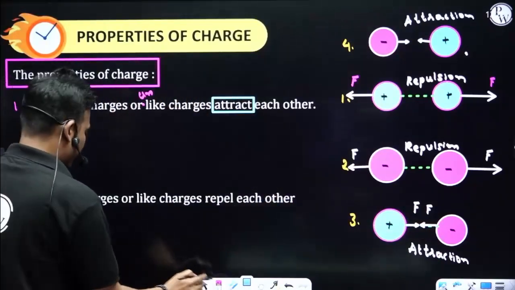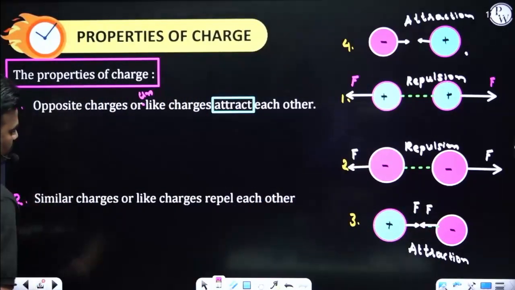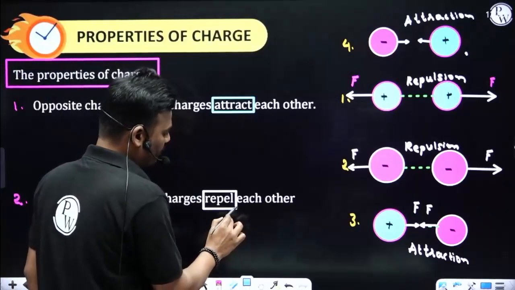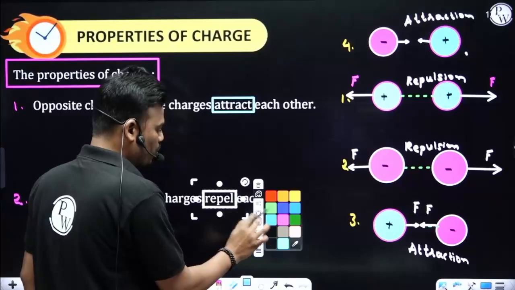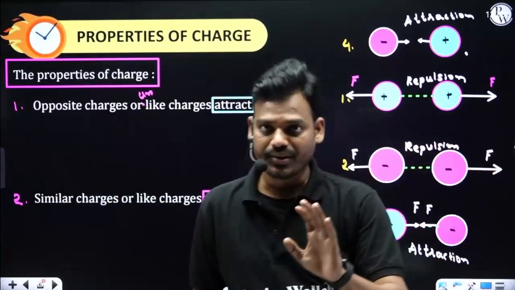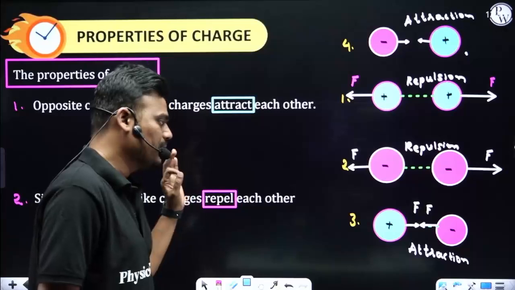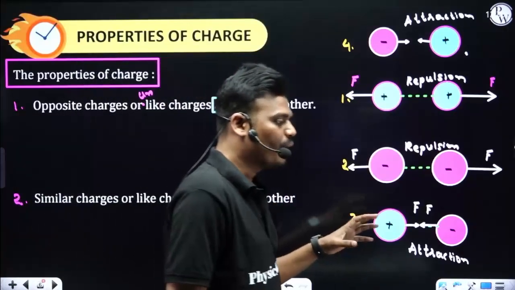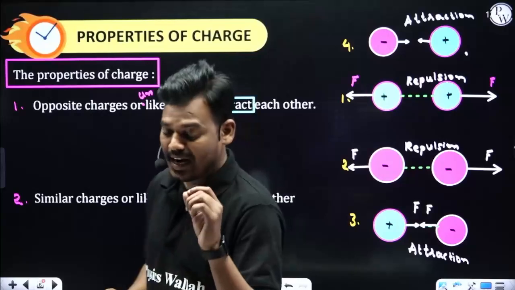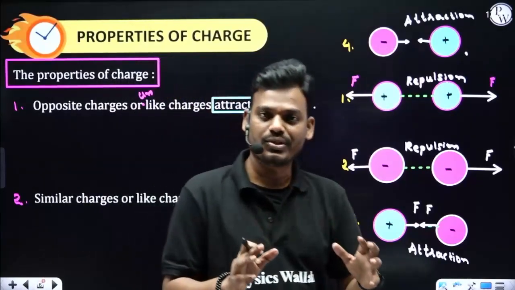And the second one: similar charges, or like charges, repel each other. What is the nature of the force between two charges when they are the same? That is repulsion in nature. Got it? So this is the basic idea of the definition of a charge, the SI unit of a charge, the types of a charge and the properties of a charge.